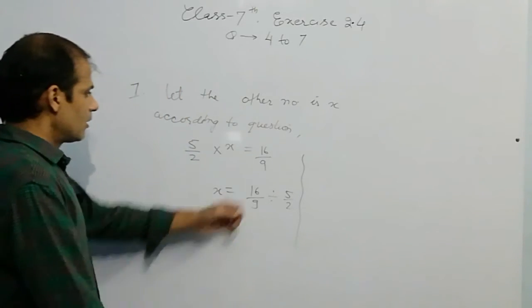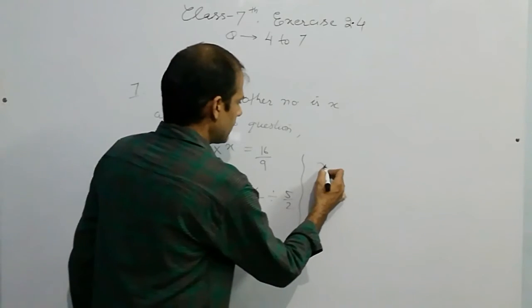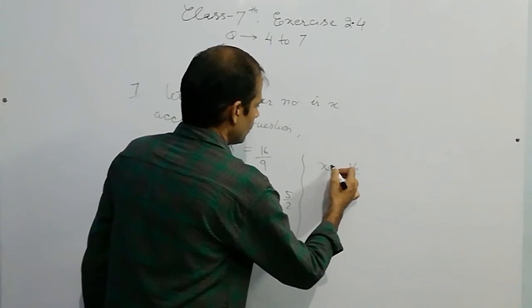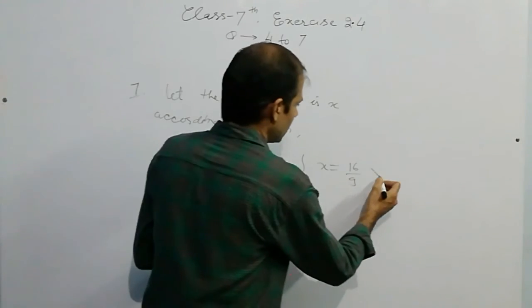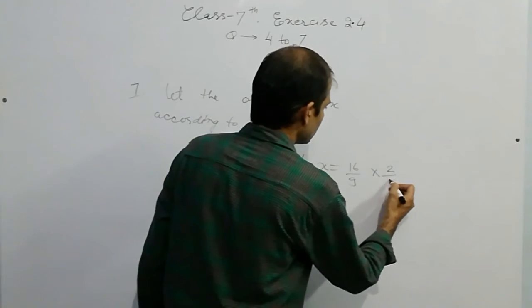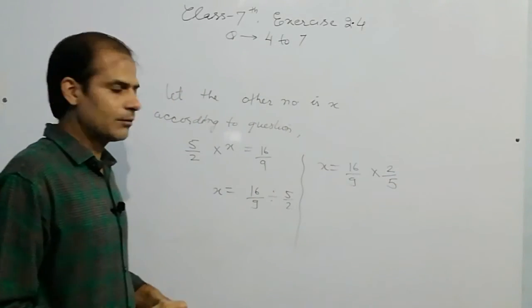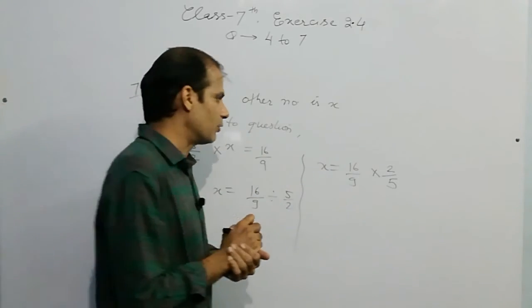ये जो 5/2 है, इससे हम इस नंबर को divide करेंगे. Then you will write 16 upon 9 as it is. Convert this division operator into multiplication and write the reciprocal of 5/2. So what is the reciprocal? It is 2 upon 5. इसका reciprocal क्या होगा? 2 upon 5 होगा.